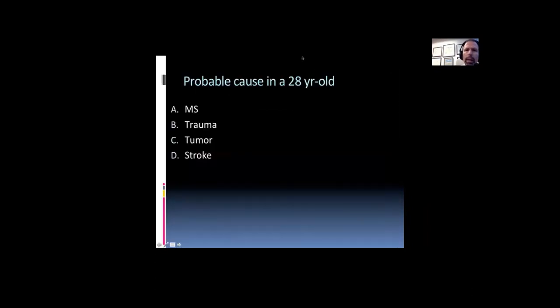So hold on, let me get the polling ready here. So here's the polling question. What do you think is the most common cause of this kind of homonymous, oh, wait a minute, sorry, I didn't launch it. There, now I launched it. So if you voted, vote again. What do you think is the most common cause of a homonymous hemianopsia in a 28-year-old? And I'll give you a few seconds to vote here.